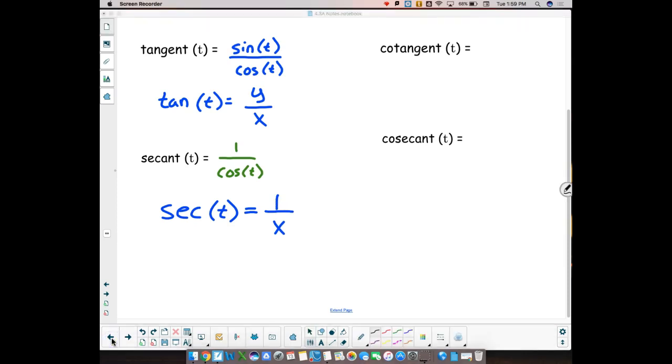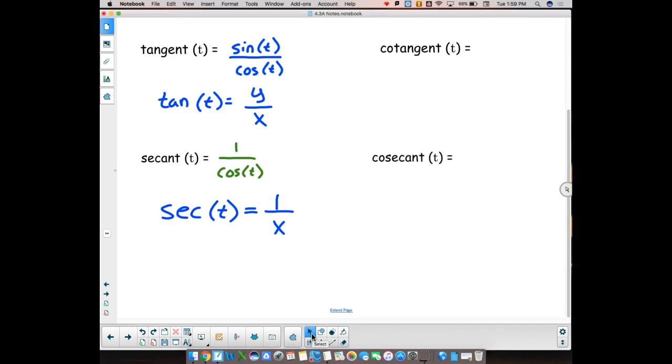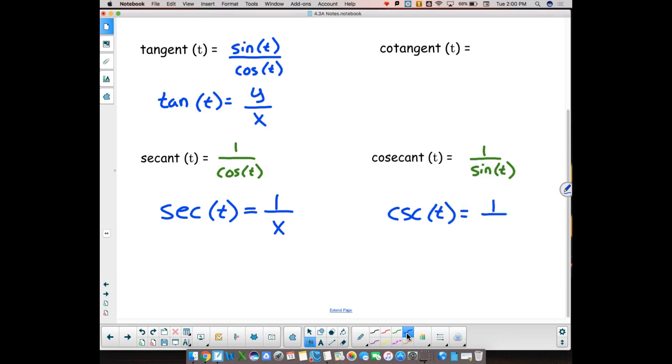So those two are paired. Cosine and secant are paired because they need to have a co in them. So sine then gets paired with cosecant because sine needs a co in it. So the cosecant is equal to 1 over the sine of t. So the cosecant, or the csc of t, would be equal to 1 over y.